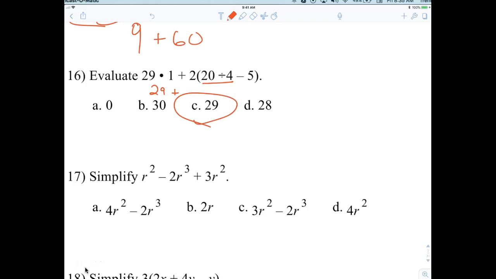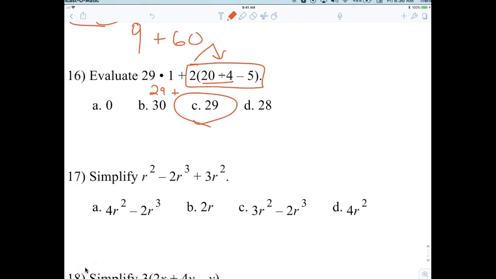So when you got the 29 plus, what about the 2? Very good question. This has to be multiplied by 2. Doesn't the 29 still have to add 2 to it? No, because the order of operations forces you to do the multiplication, the 2 times this answer, first. And that's a common mistake: 29 times 1 is 29, plus 2 is 31.